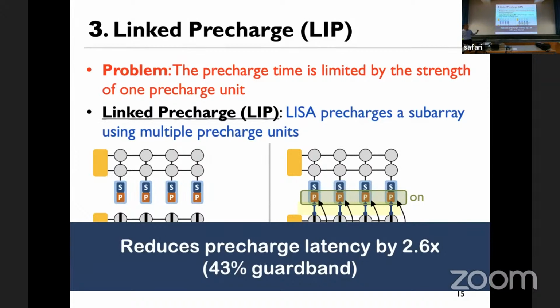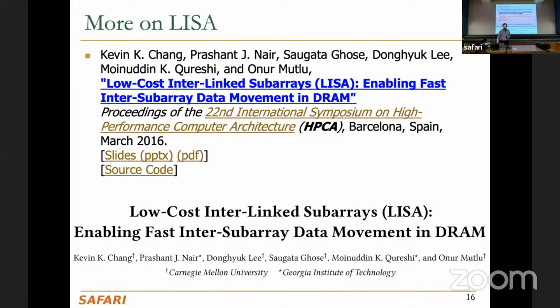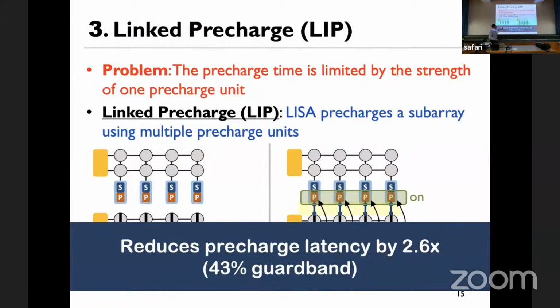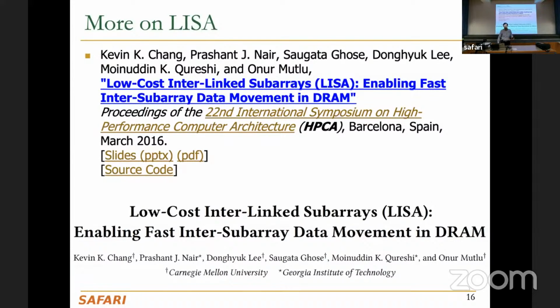And it turns out this actually reduces the precharge latency a lot, as you can see, even with guard bands, meaning you add some guard band to make sure that there are no reliability issues, your latency reduction is quite significant, which affects the performance also. There are application level results that are in the paper that I mentioned in an earlier slide, but you can read that if you're interested. And that's the paper. Any questions?